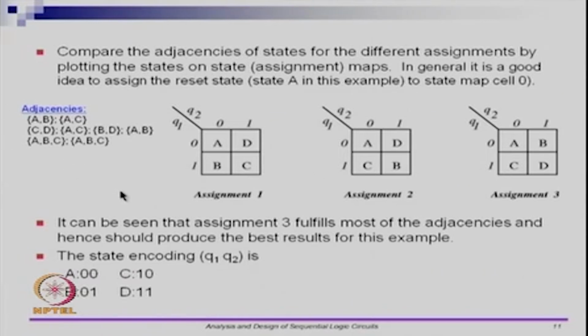So what I would like you to do is go and try out assignment 1 and assignment 2, and figure out the number of hardware units, how many AND gates and OR gates are required for each one of them. Compare that with what happens when you have assignment 3. You would notice that assignment 3 actually has fewer gates.